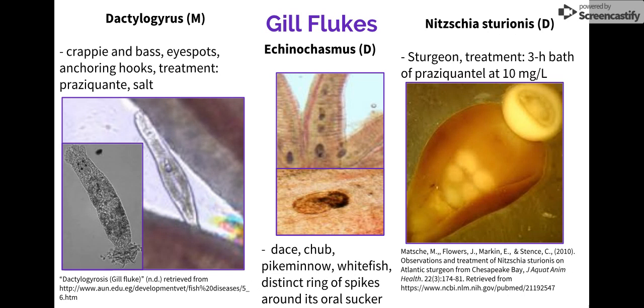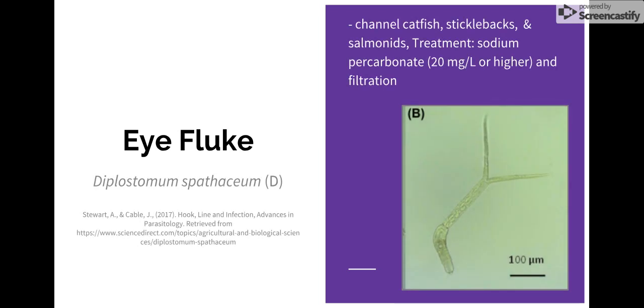So yeah. And lastly is the eye fluke. This is Diplostomum spathaceum, and it is a digenean. It's common in channel catfish, sticklebacks, and salmonids, among plenty of other species too. It's just what they're common in. Very, very common in sticklebacks.